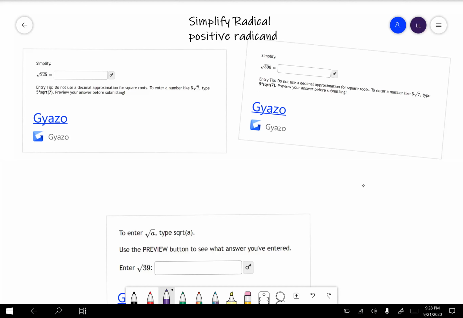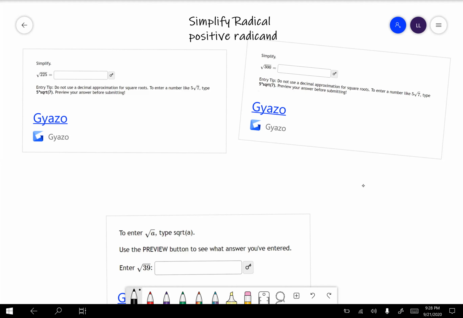Hi everybody, in this video we're going to learn how to simplify radicals with positive radicands. So, first of all, before we even get started, let's identify our perfect squares because it's helpful when we have those to go ahead and break them down. I'm going to write them over here in the bottom corner so that we can keep them on the screen when we go to our final example at the bottom.